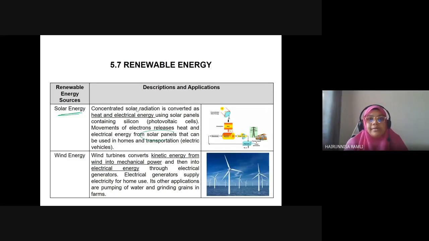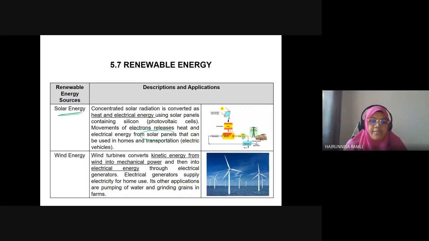Maybe later not. So this solar energy basically, the solar radiation is converted to the heat. So daripada heat tu, you akan dapat electric energy. That one is because of the movement of electrons lah yang releasekan heat tu. I think basically this one, you boleh just Google, all the more informative, ataupun you nak dapat all the knowledge lah for this solar energy.